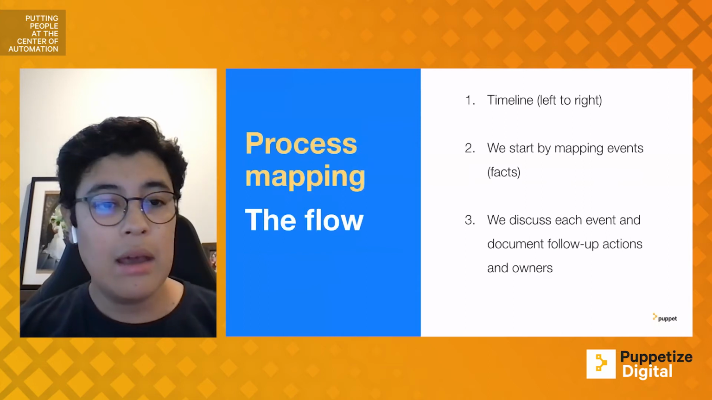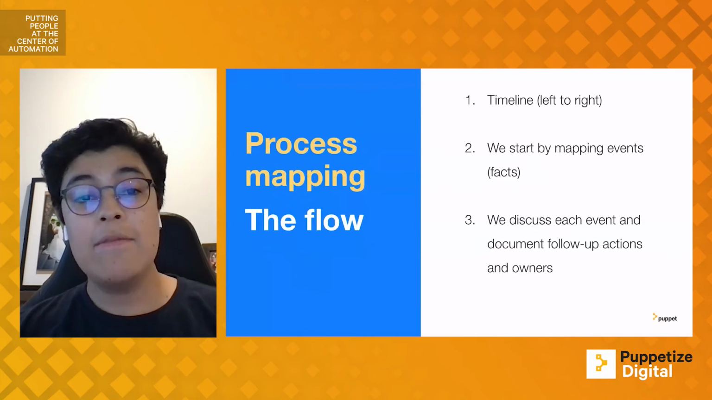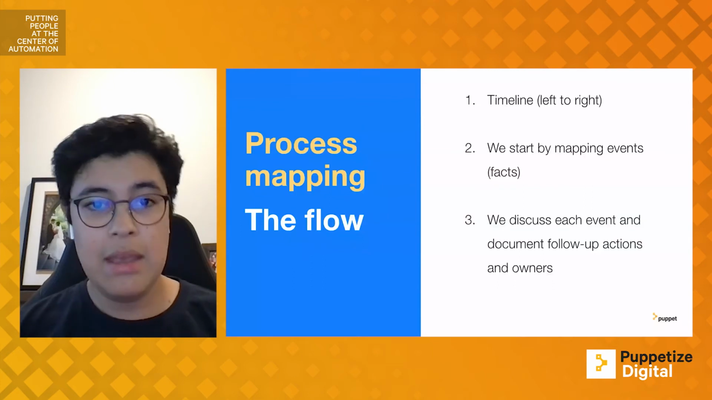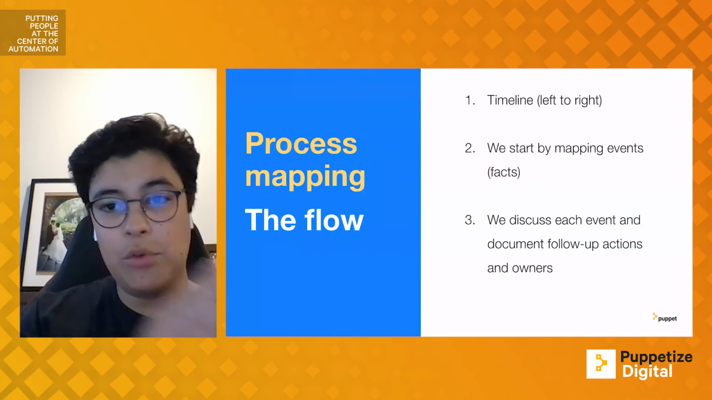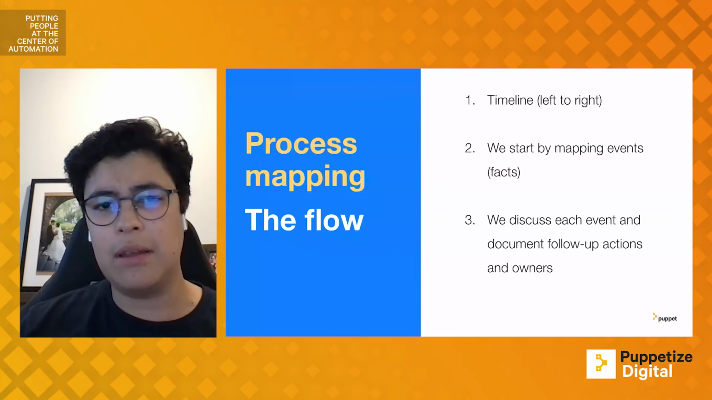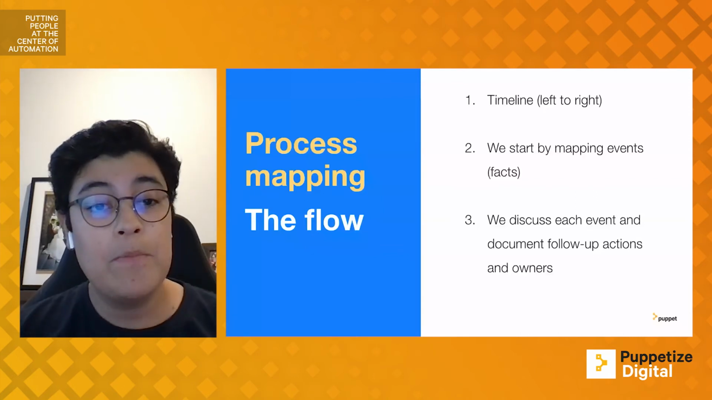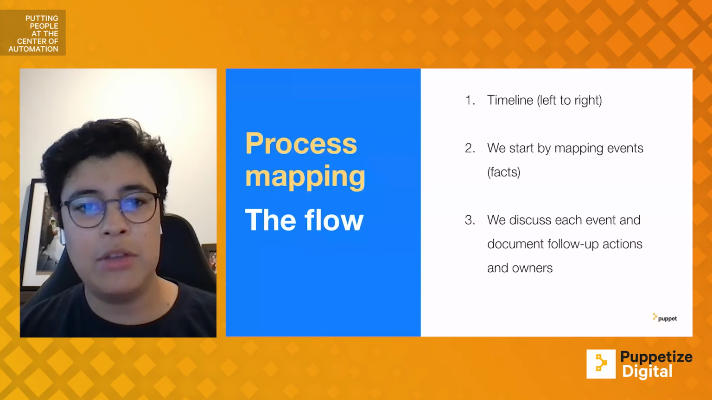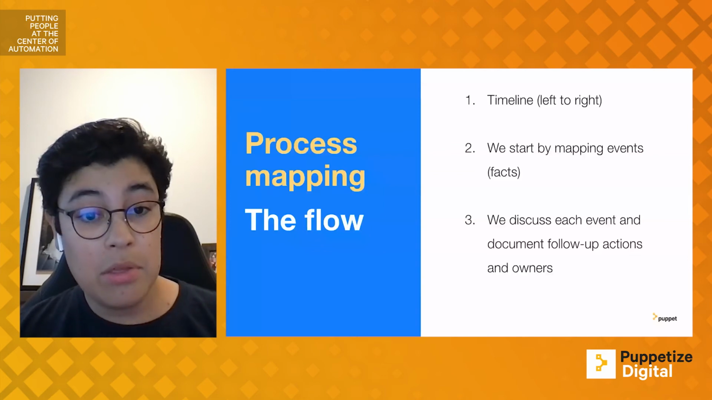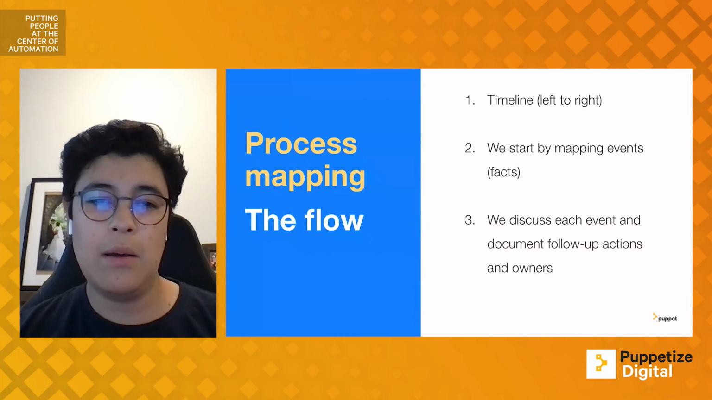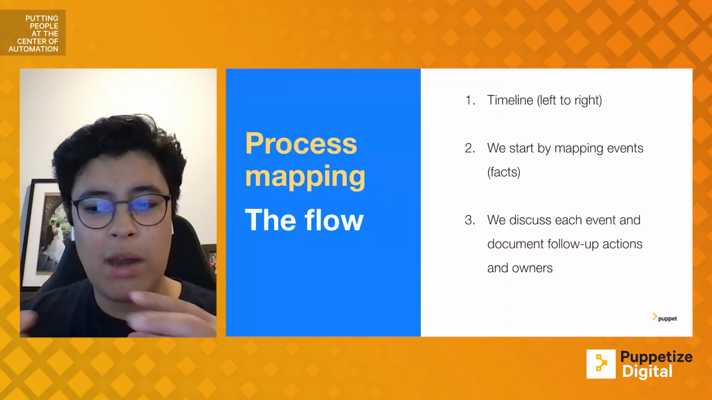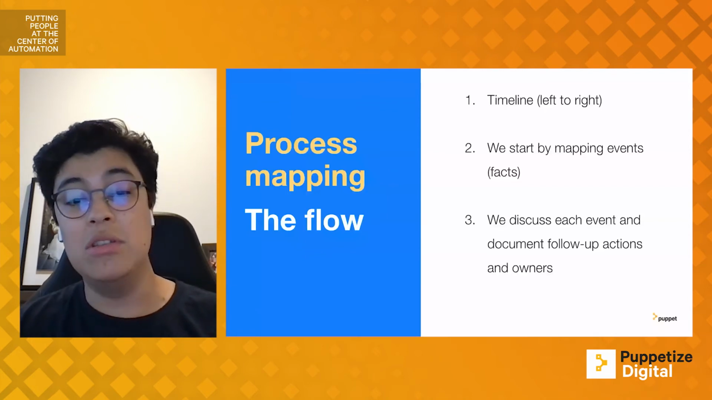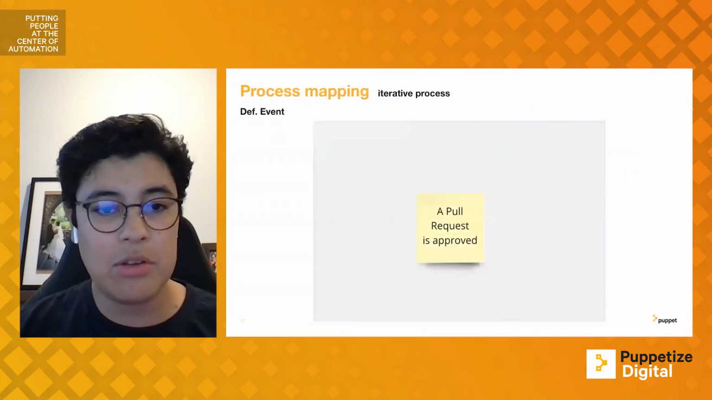So the flow, we have, let's say, 3 rules here. Number 1, there's a timeline, and we have this timeline from left to right. And I will show you an example of what I mean by a timeline. Number 2, we start by mapping the events. And again, in the next slide, I'm going to introduce you to what an event is. And number 3, we discuss each event, and we try to create conversations around what is happening and why this event came here, so we can document all the actions that we take and who is the owner or responsible for this step in the process.